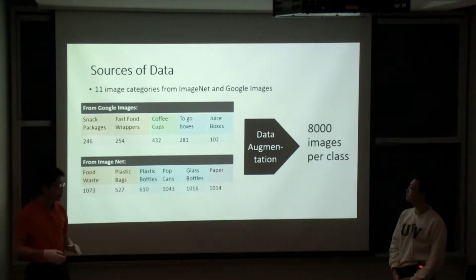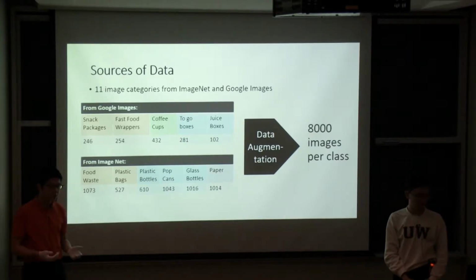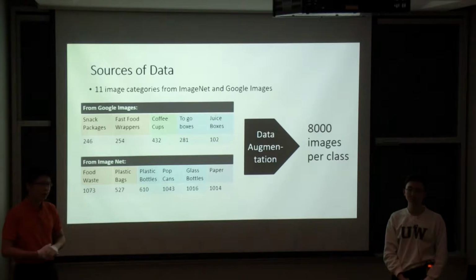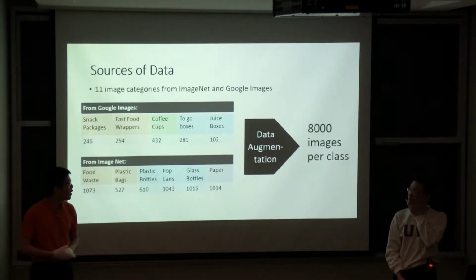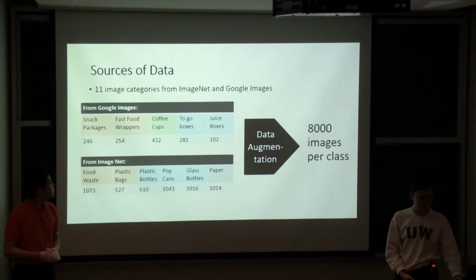The source of data for our image portion comes from Google Images and ImageNet. They're web scraped and manually sifted through to rid of any absurd and wrongly classified data. After data augmentation, we have 8,000 images per class.